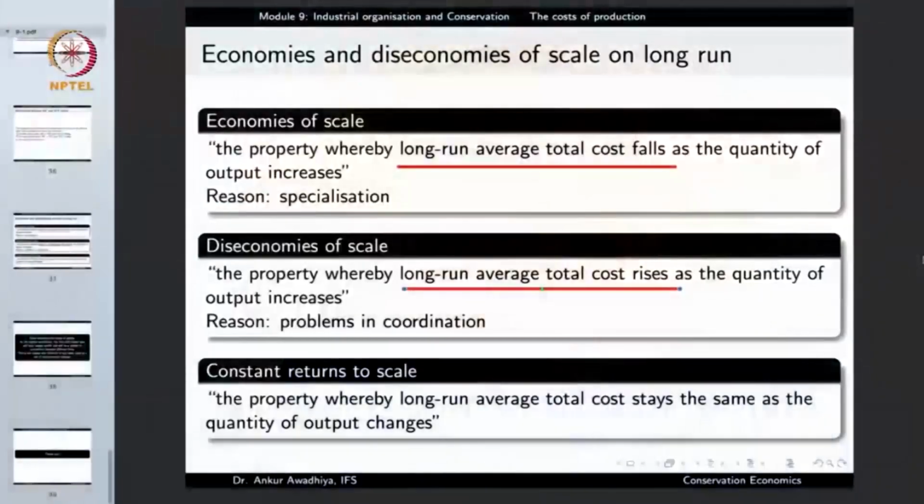In the case of diseconomies of scale, the larger the firm, the larger is the problem of coordinating different units. And so the larger it becomes, the more the cost will rise. So different firms will show different tendencies. Some will show economies of scale, some will show diseconomies of scale, and some others will show a constant return to scale.